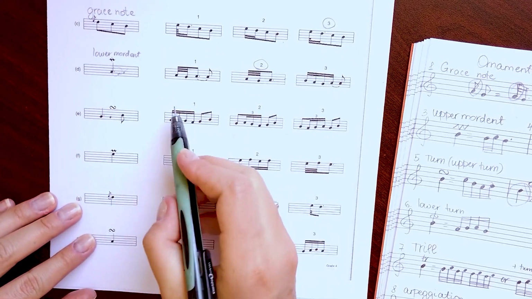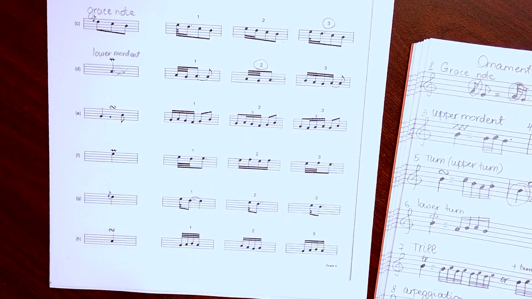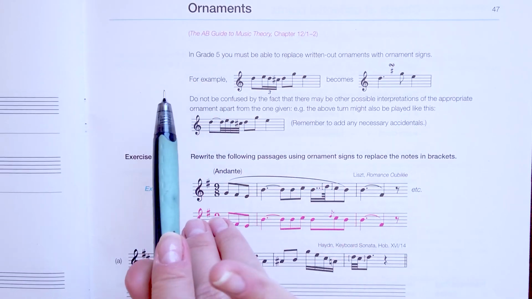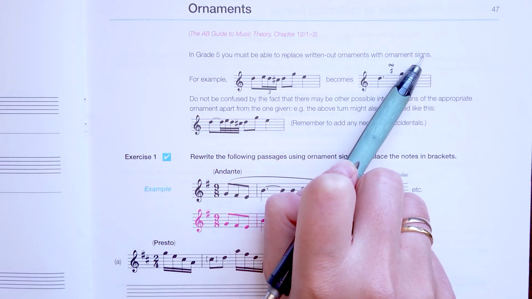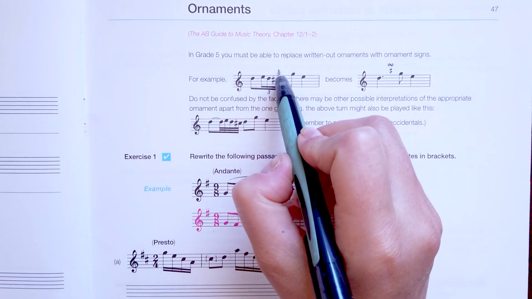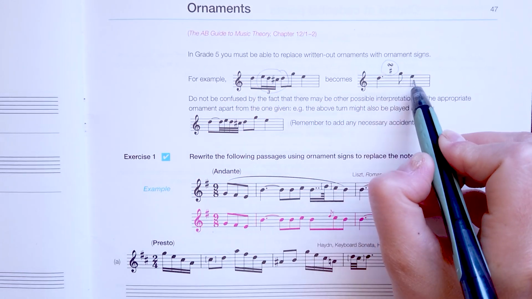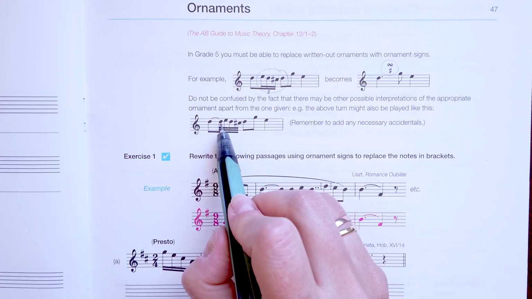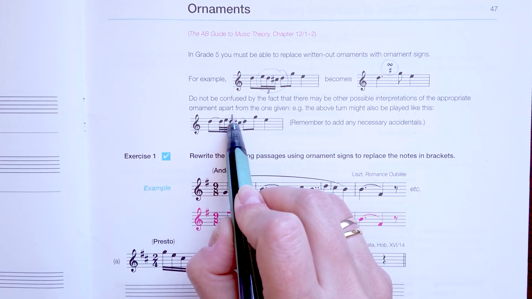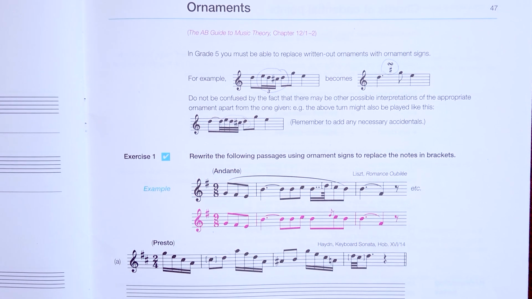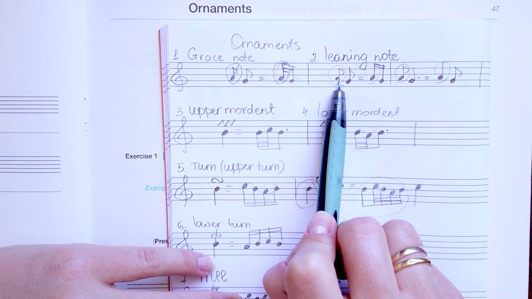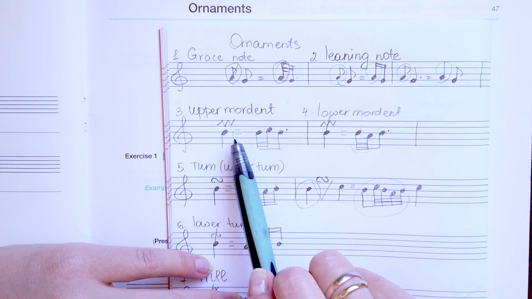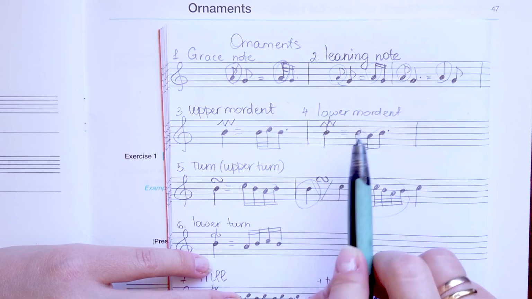Next one, please complete by yourself. And the next example, we have already written them out, but we now need to identify how they should be. We have them written out, but we need to write them as a sign. So we need to find the turn, trill, and all other performance directions. So we have the ornaments written here. Yes, upper and lower mordent, then upper and lower turn.